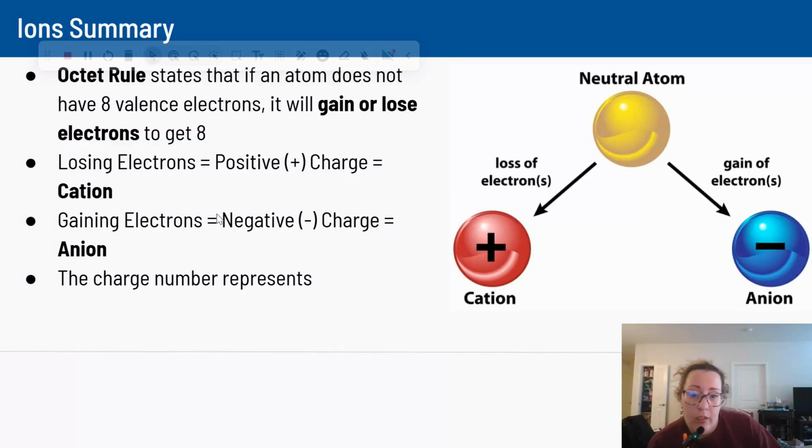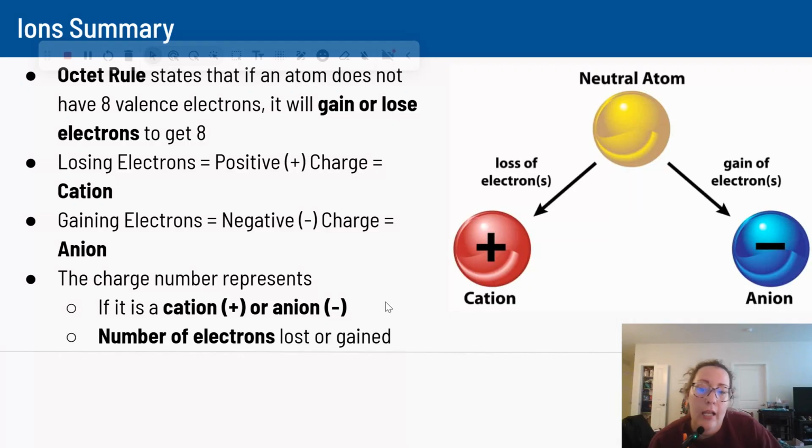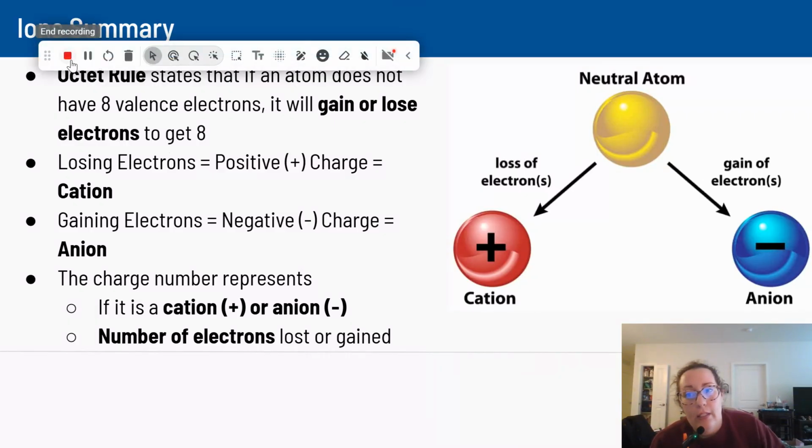The charge represents if it's a cation or anion, so you would have a positive sign if it's a cation, a negative sign if it's an anion, and then the number represents the number of electrons lost or gained. And the number will never be higher than 3. So you go from positive 3, positive 2, positive 1, 0, negative 1, negative 2, negative 3. Make sure all your notes are complete, and then you are good to go on to the next activity.